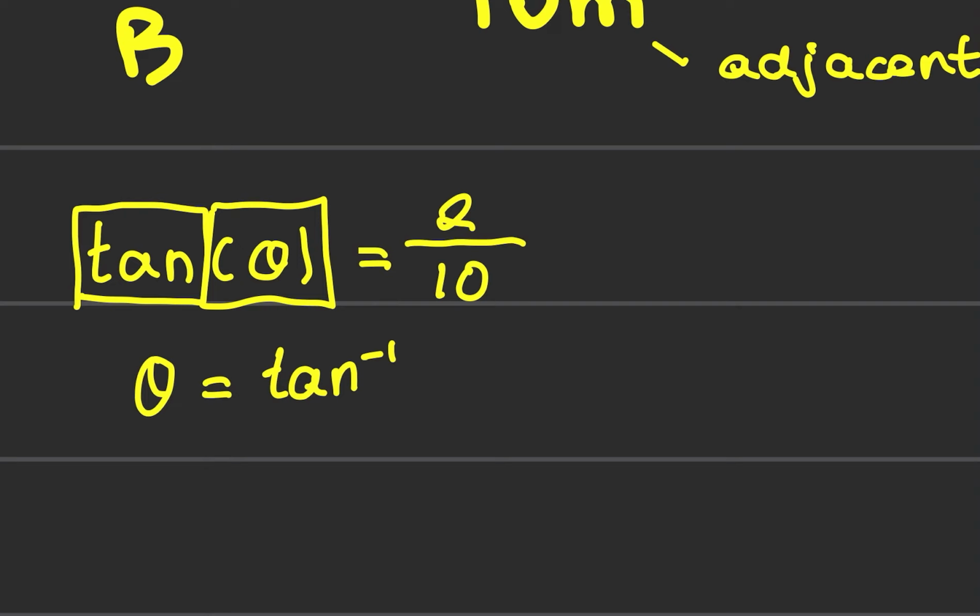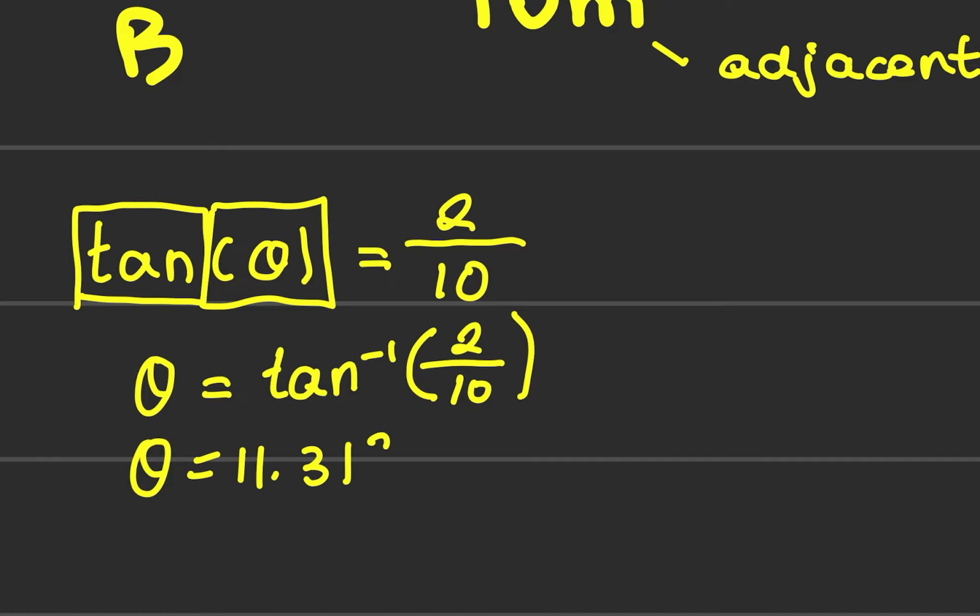So tan power minus 1 of 2 upon 10. This is what you're going to expect after you leave theta to one side. To calculate this, make sure you press shift and tan to get that. Shift tan, you get tan power negative 1 of 2 divided by 10. In this case, we're getting theta as 11.31 degrees.